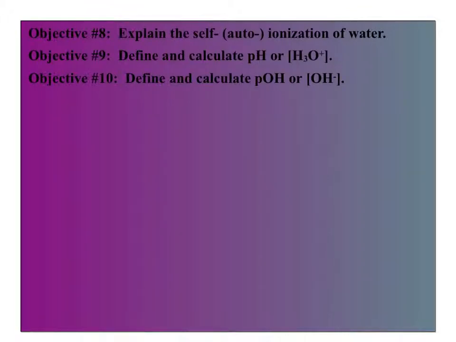In Unit 10, Objectives 8, 9, and 10 deal with the pH scale. In this video, we will be examining Objective number 8, the auto-ionization of water. We will calculate and define pH and pOH. We will define hydronium and hydroxide, but we will calculate the concentration of each of those at a later time.